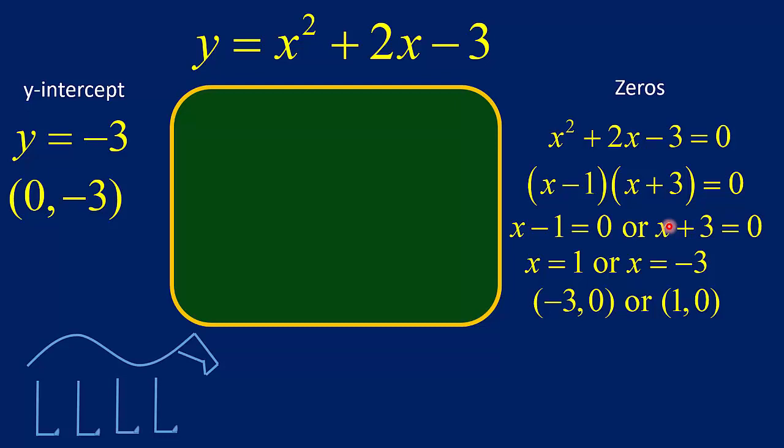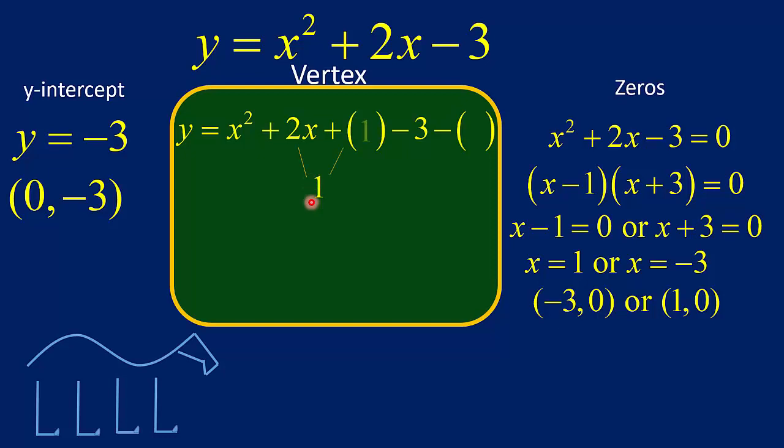Now, as far as the vertex goes, well, this is not in the vertex form. But we can put it in the vertex form this way. Let me rewrite this. I've got x squared plus 2x plus a blank here. I'm going to put something in this blank and then -3 here. I just put two blanks in between. And what I'm going to do is take 1/2 of this x coefficient, and then square it. Now, 1 squared is just 1. And I'm going to add that right here.